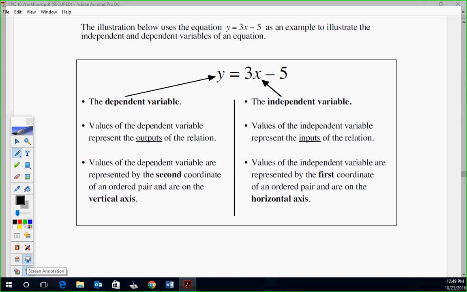Okay. So this section, this is the dependent. Values of the dependent variable represent the outputs from the relation. So outputs, think dependent outputs. And values of the dependent variable are represented by the second coordinate in an ordered pair, on the vertical axis. So it is this coordinate, the second coordinate. Okay, x is the independent variable. The values of the independent variable represent the inputs of the relation. And that is this guy here, the first coordinate in an ordered pair.